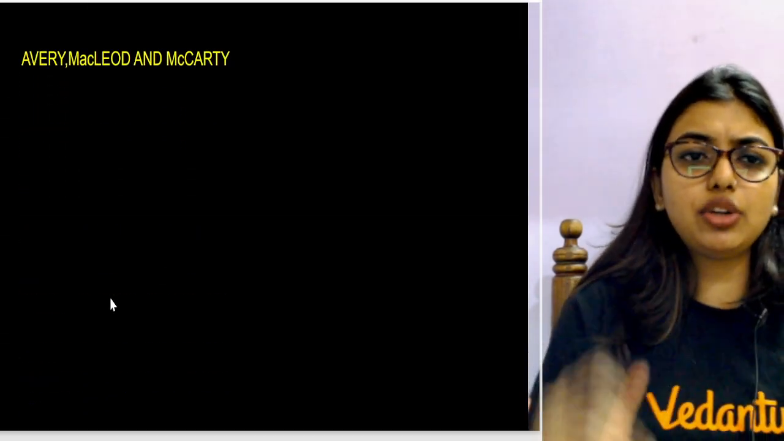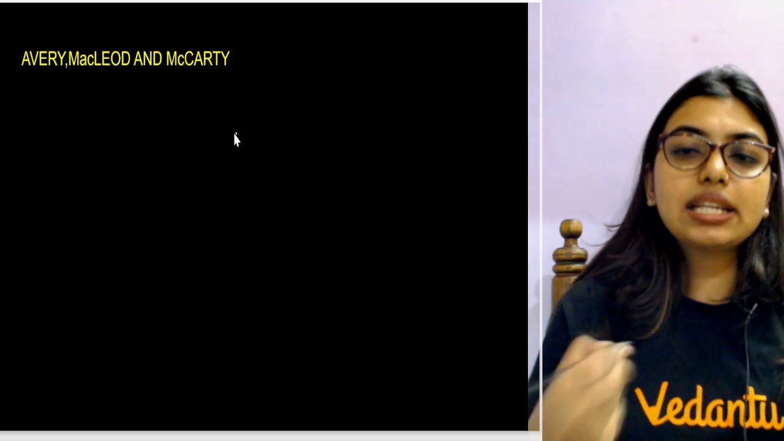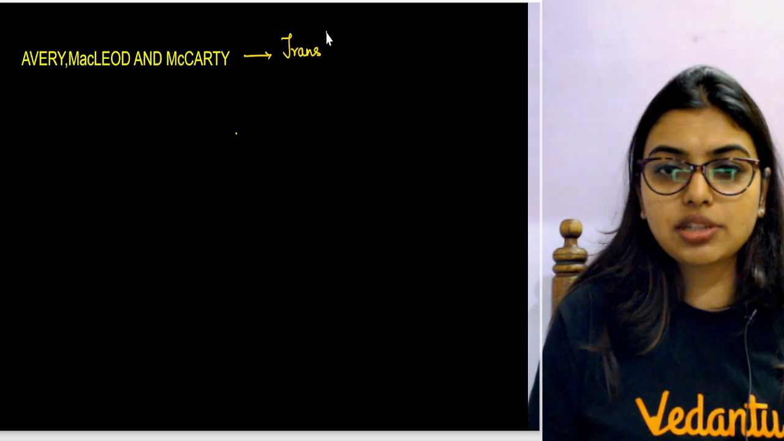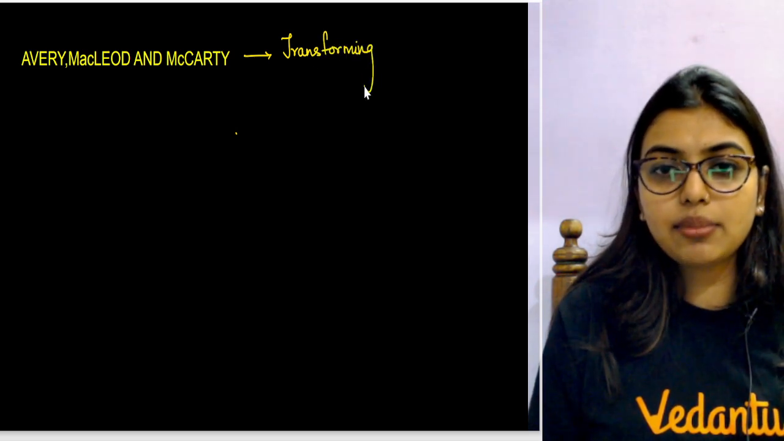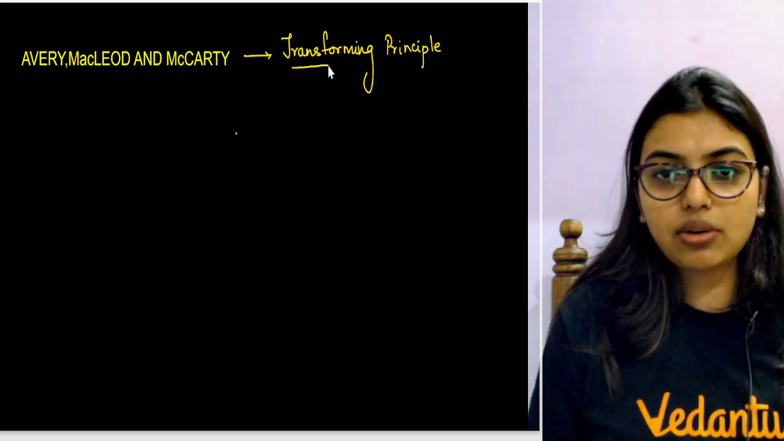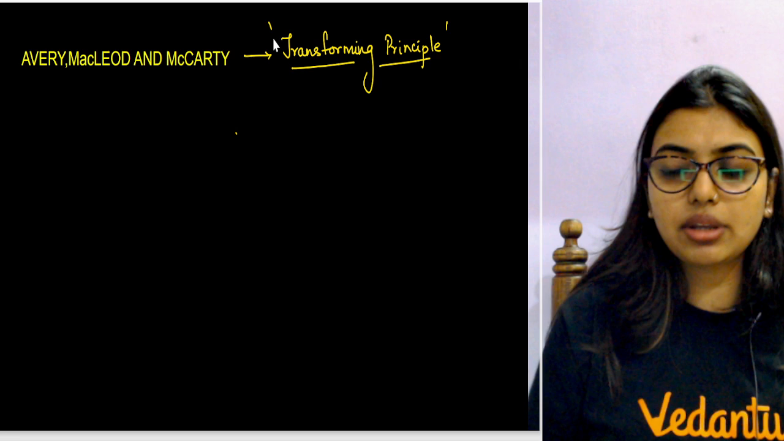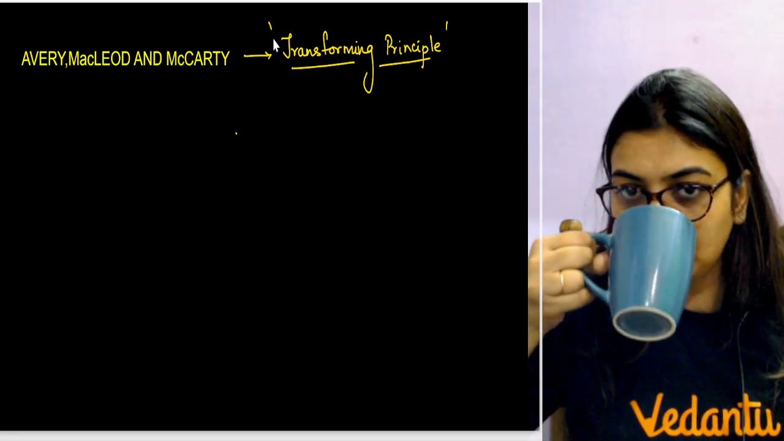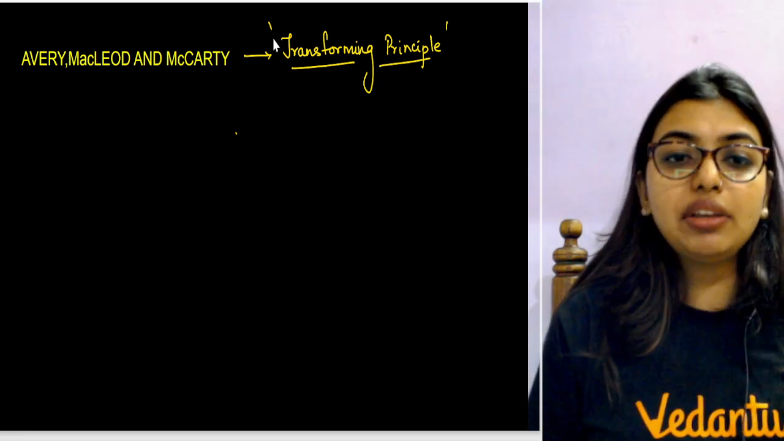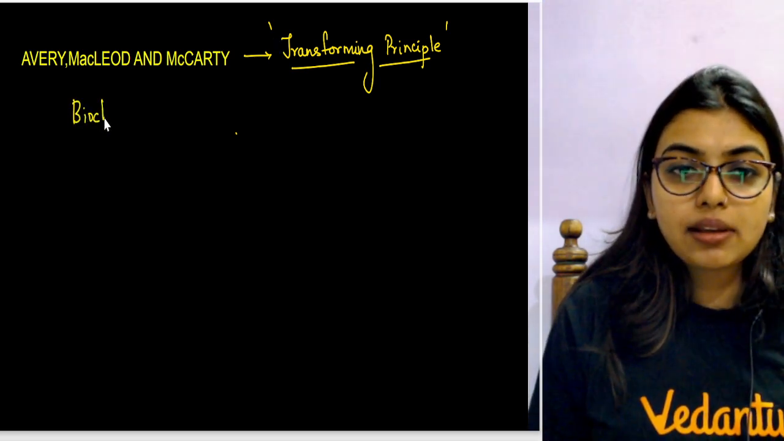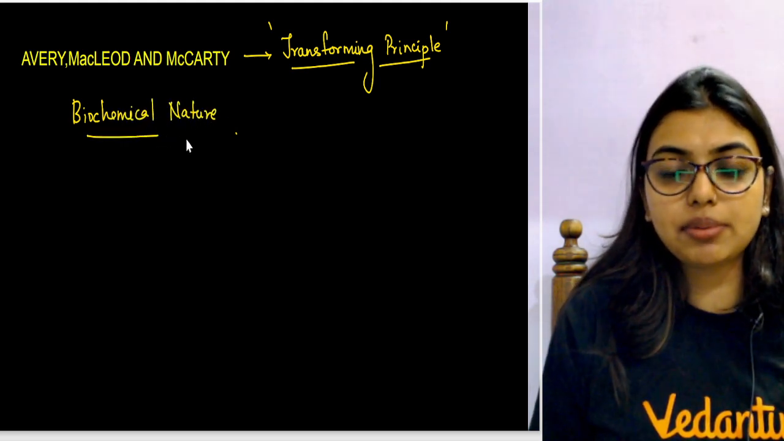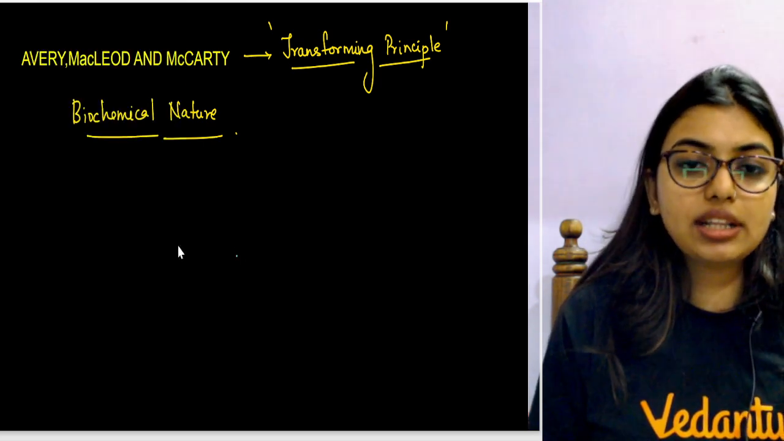Now students, we'll do one more experiment and then we will stop. Next one, what happened? Everyone was talking about the transforming principle, no? Everyone was wondering who it could be. Then three scientists called Avery, MacLeod and McCarty came after the transforming principle, and they said, we will find the biochemical nature of this transforming principle. For that they did three setups.